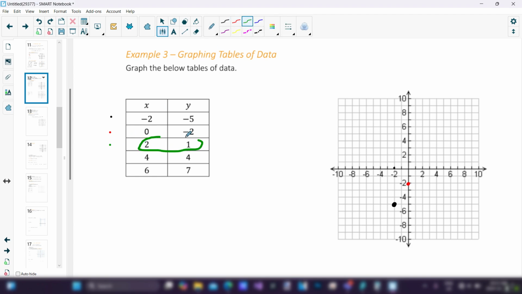The third point is 2, 1, so I'm going to go over to 2 on my X, and then I'm going to go up +1 on the Y. And this one is 4, 4, so I'm going to go 4 on the X, up 4. So there's that point. And lastly, let's do 6, 7. 6 on the X, up 7.